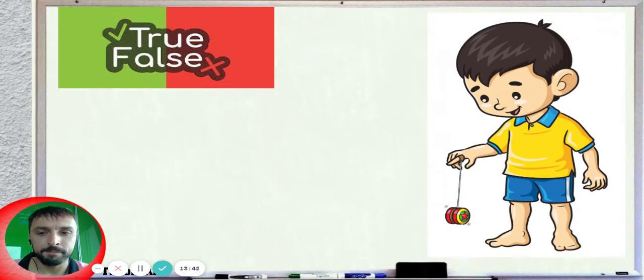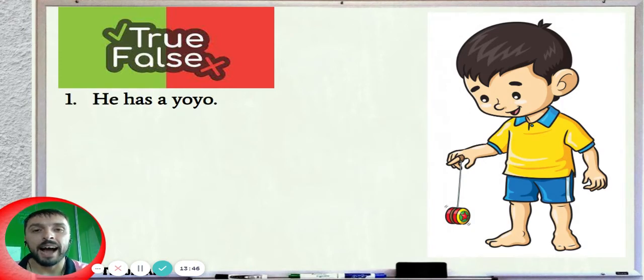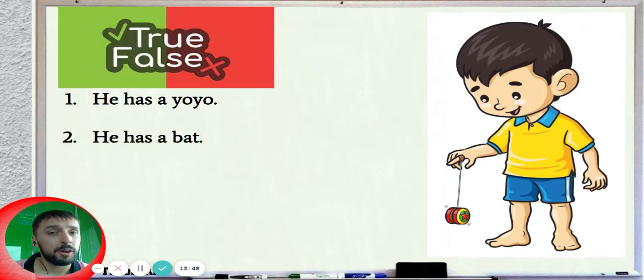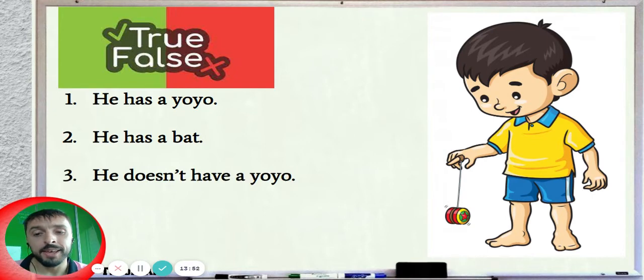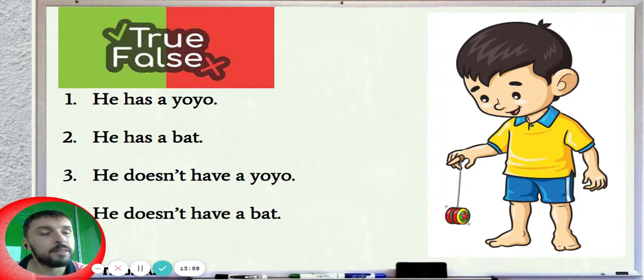Look at the picture. And here are some sentences. Number one, he has a yo-yo. Number two, he has a bat. Number three, he doesn't have a yo-yo. Number four, he doesn't have a bat.